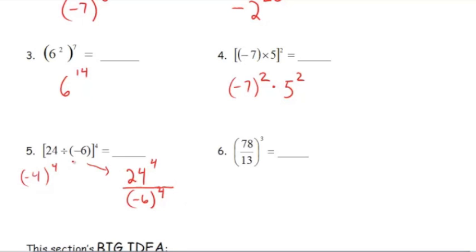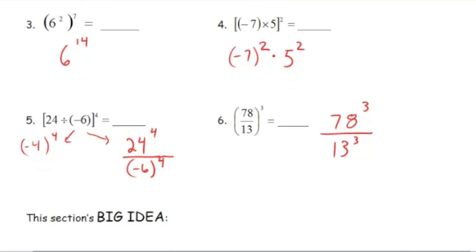So either one of these is true. It's a bit of a silly question. I kind of messed that one up. Anyways, you can do that in either of those two ways. Number 6 is another power of a quotient. So we have this exponent of 3 outside, so our inside will end up being 78 to the power of 3 over 13 to the power of 3.